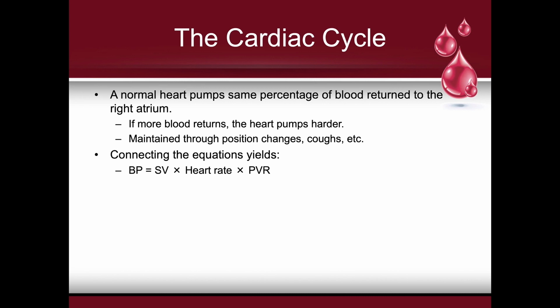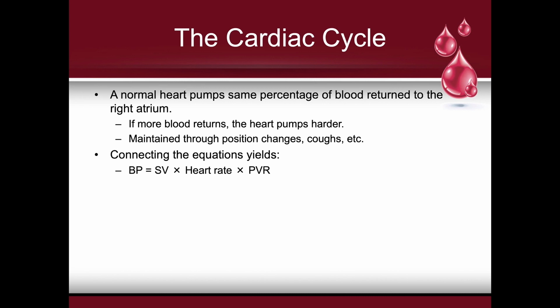Connecting and expanding the two equations yields this equation: blood pressure equals stroke volume, which includes preload and afterload, times heart rate, right? Because we know blood pressure equals cardiac output times peripheral vascular resistance, also known as your MAP. Then we know blood pressure equals stroke volume times heart rate times your MAP, right? You can break it down different ways and find out where that blood pressure comes from. This formula explains shock and indicates where treatment needs to focus.